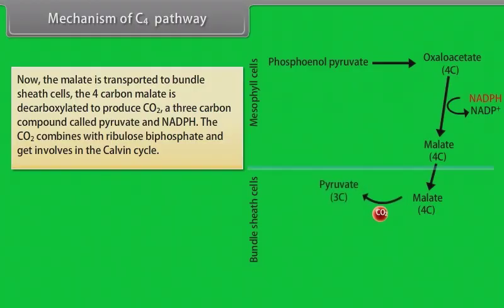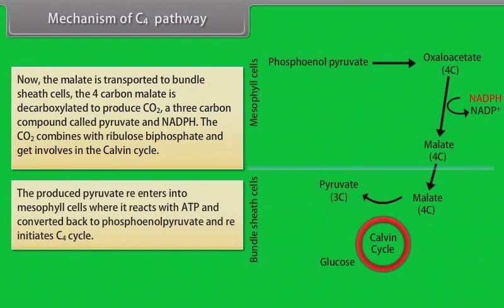The carbon dioxide combines with ribulose bisphosphate and gets involved in the Calvin cycle. The produced pyruvate re-enters the mesophyll cells where it reacts with ATP and is converted back to phosphoenol pyruvate and reinitiates the C4 cycle.